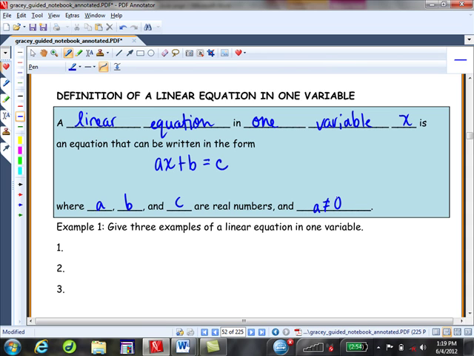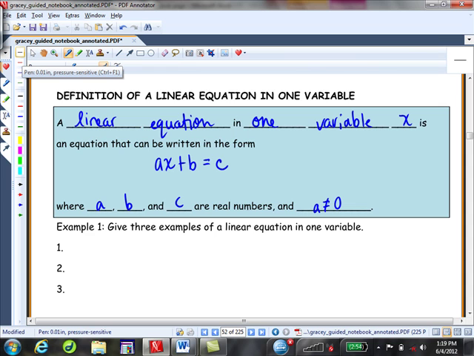Okay, so why don't you think of 3 examples of a linear equation in one variable, and let's see what you got. So go ahead and pause the movie, write down 3 examples, and see if they're similar to anything I put down. All right, let's see how you did.